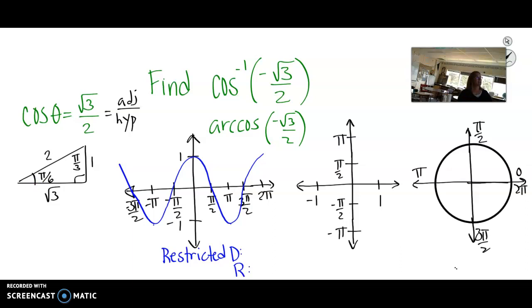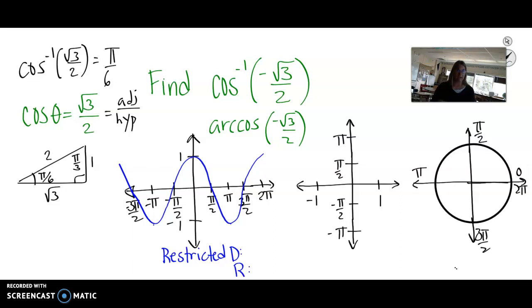So if we were finding cosine inverse of positive square root of 3 over 2, it's equal to pi over 6. It's that angle that would give us that ratio. But we're finding where it's equal to negative square root of 3 over 2.